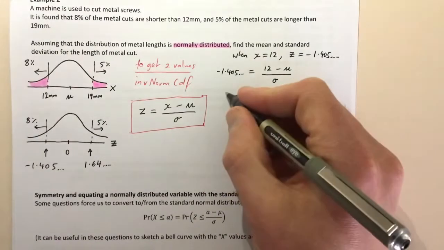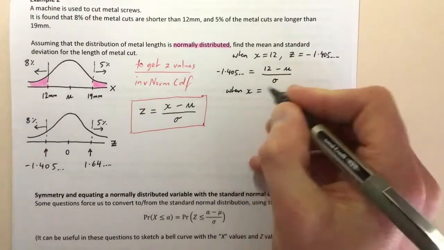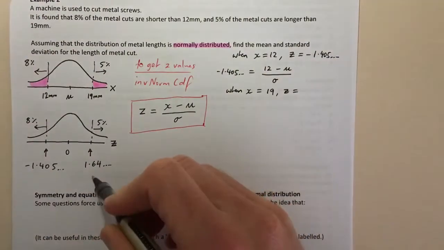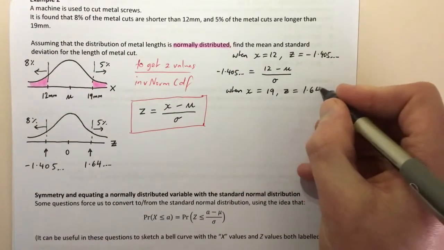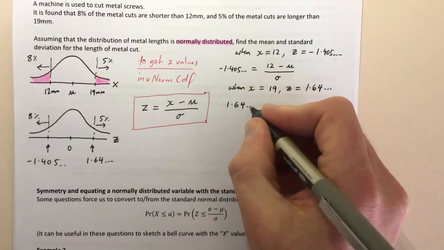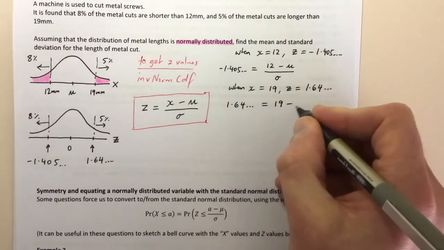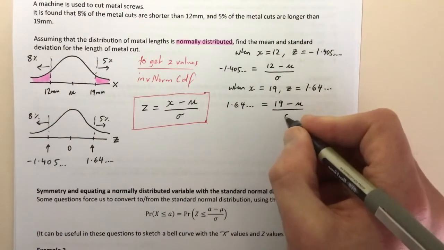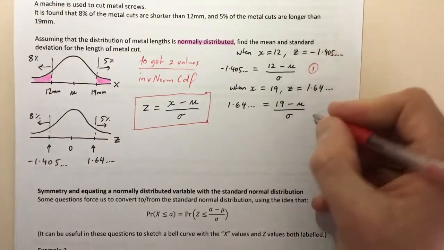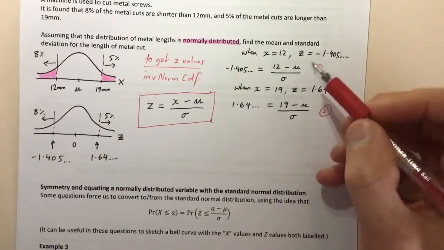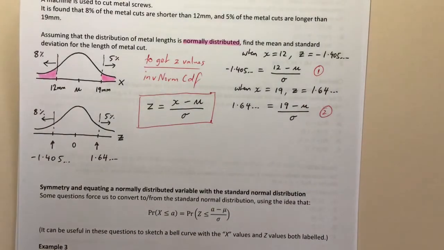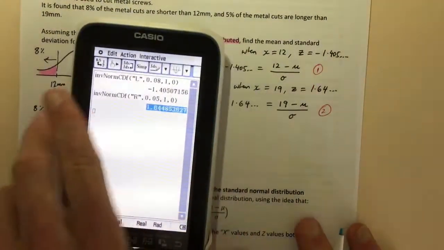Now, if we're trying to solve for two unknowns, we're going to need another equation. That's fine, because we also have when x equals 19, z equals 1.64. Okay, and that gives me 1.64 is equal to 19 minus the mean divided by the standard deviation. And those two equations, we can call this one 1 and this one 2, they can be solved simultaneously for the mean and the standard deviation. So our next step is to put those two equations into our calculator using the simultaneous equations template.